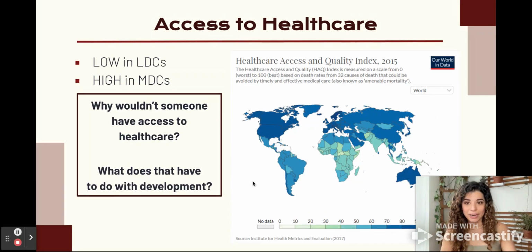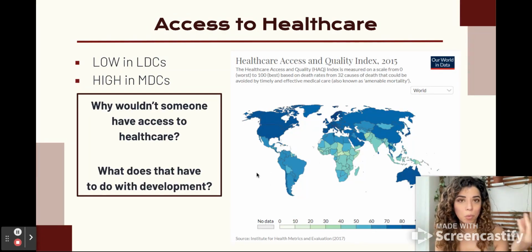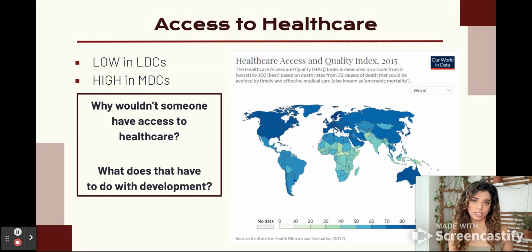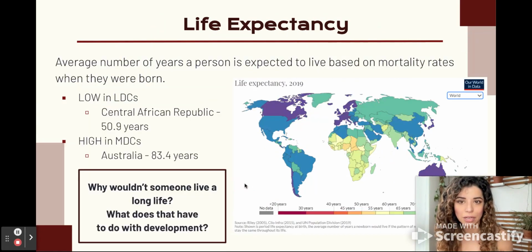Access to healthcare, right? Tying into the previous two. Access to healthcare we see lower in less developed countries and high in more developed countries. So as you can see here, right, we see the typical trends in terms of world regions of where we have more and less developed countries. So why wouldn't someone have access to healthcare, and what does that have to do with development? Again, kind of coming back to some of these overarching themes of this particular unit.